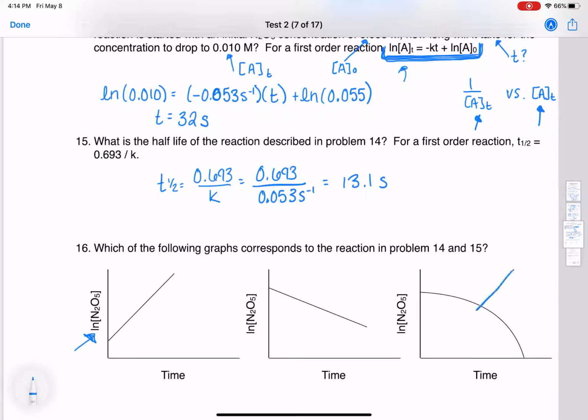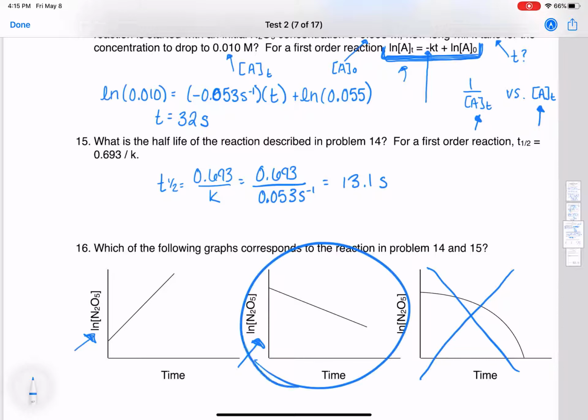So we know that we're looking for a straight line, which means that that graph is not correct. And so we've got it narrowed down to the two natural log graphs. One of them has a positive slope, one of them has a negative slope. How are we going to figure it out? Look at the equation that we're using. This is telling us negative k, which is telling us that the reaction, when it's plotted, is going to have a negative slope.